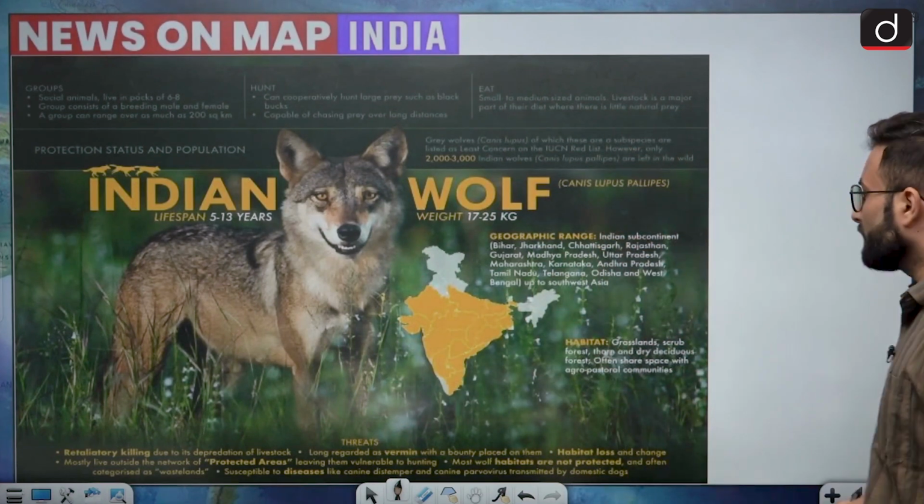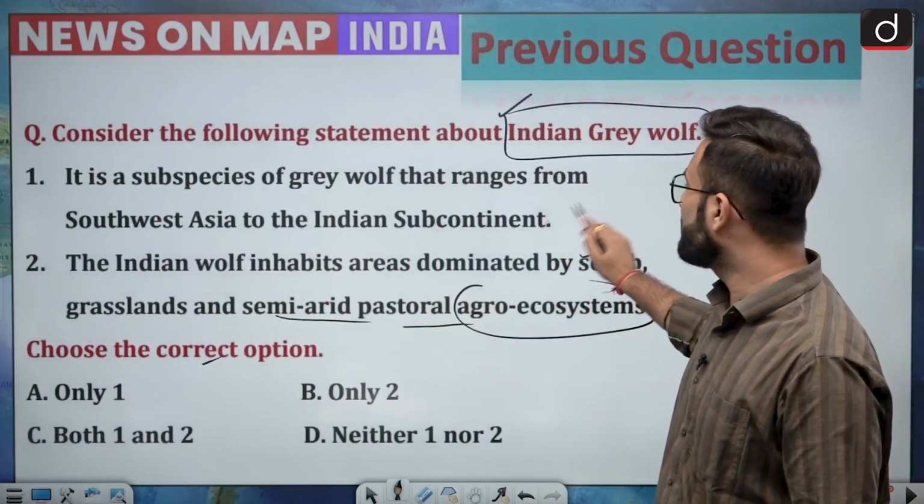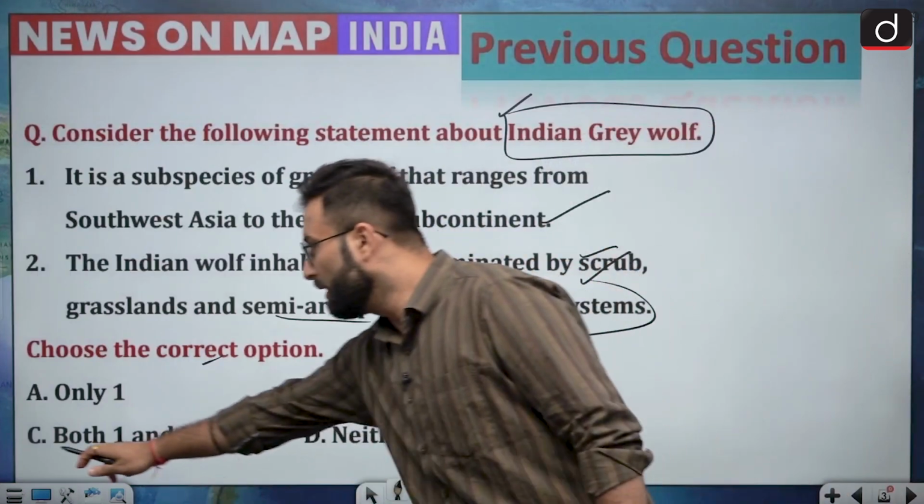You can go through this particular slide. Coming to the question again, both the statements here are correct. Option C would be your right answer.